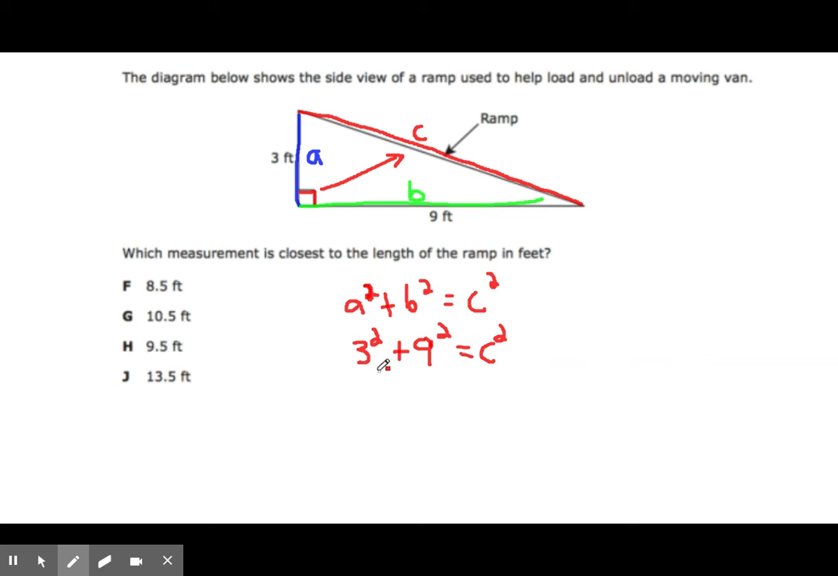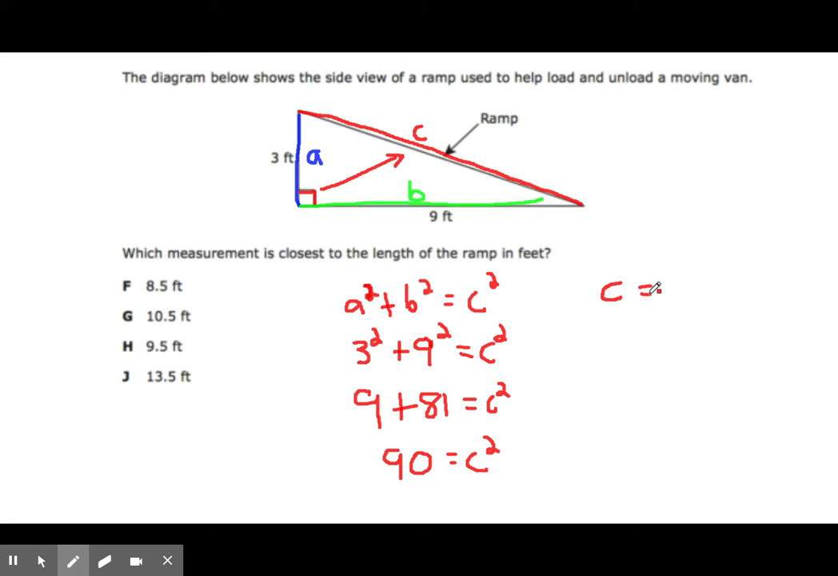All right, so now we got to do a little bit of math. So now I need to square both my legs. Well, I know 3 squared is 9. I know 9 squared is 81, is equal to C squared. All right, so now let's add 9 plus 81. Well, I know 9 plus 81 is 90, which is equal to C squared. Now, we're not done yet. We know what C squared is, right? We want to know what C is equal to, right? I want to know what just one C is equal to.